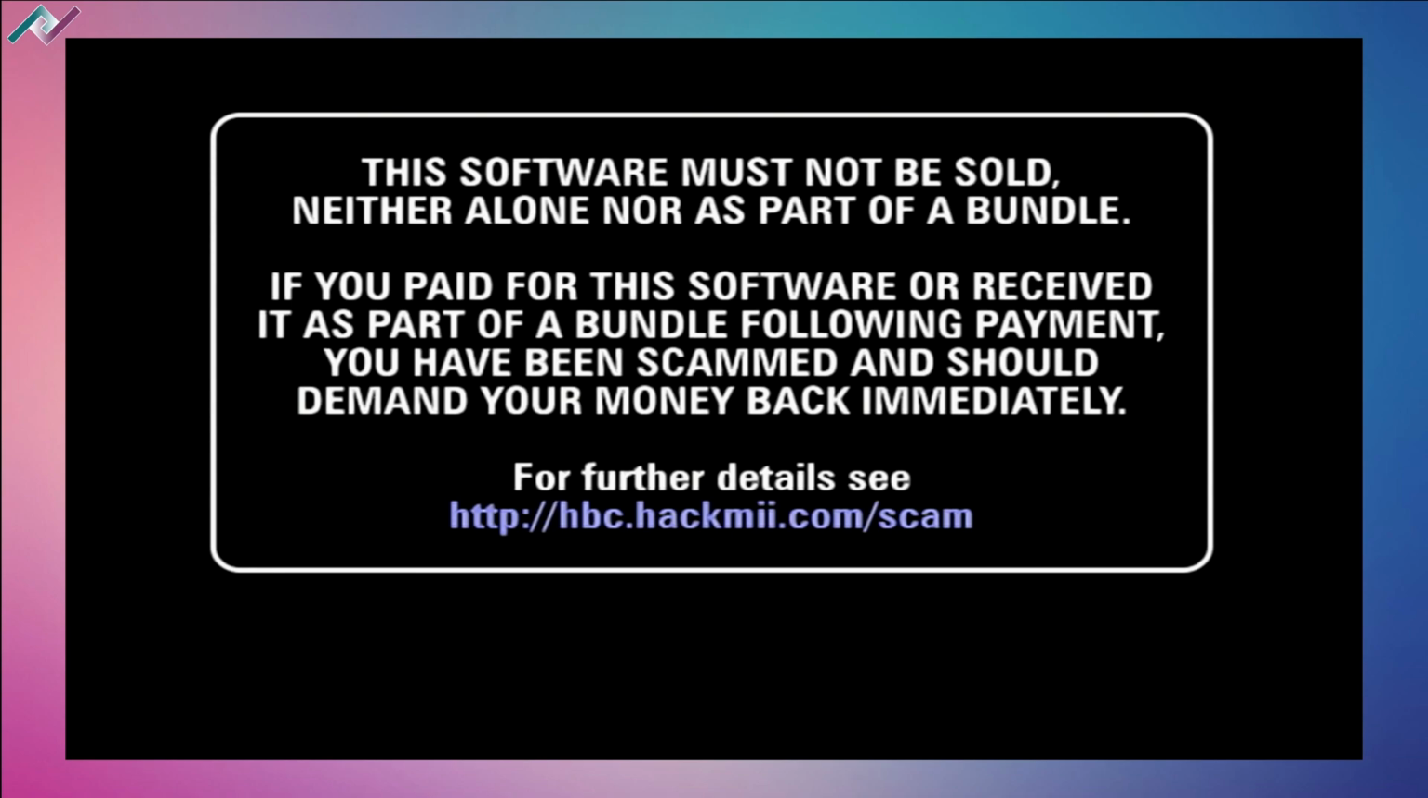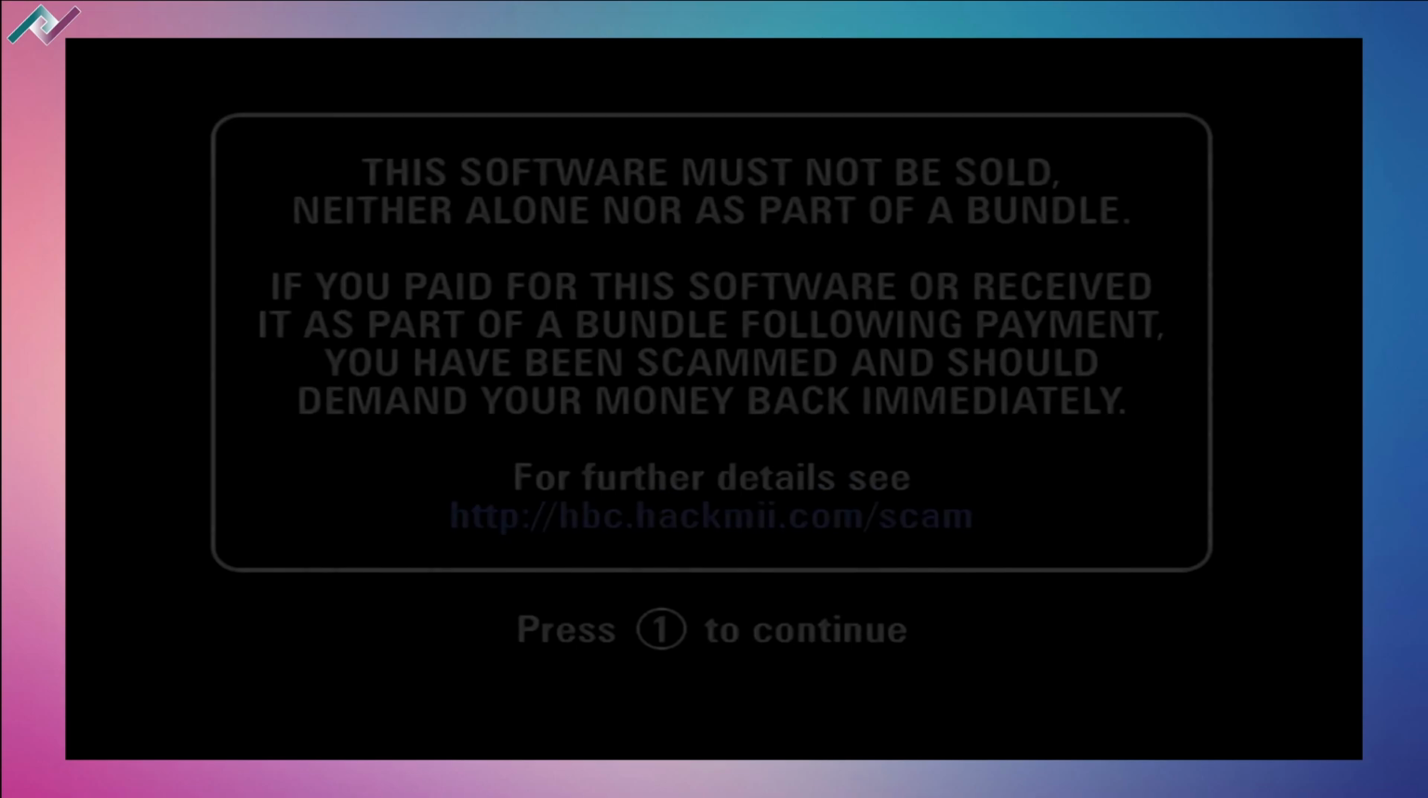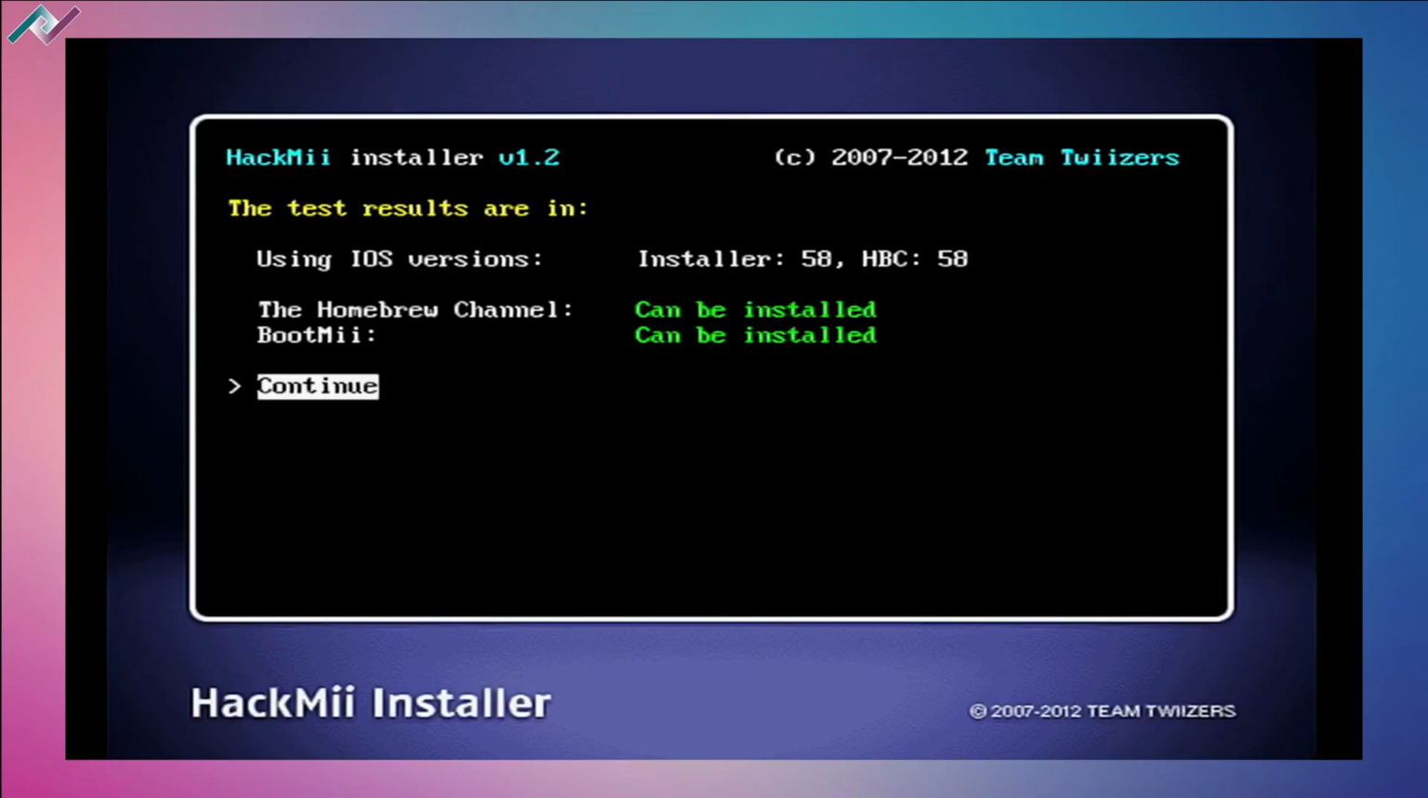The software must not be sold. Perfect. If you had these windows show up, you are good to go. If your Nintendo Wii froze, then you will have to redo the process, and you might have selected the wrong version and region when you're going through the letter bomb online. After 30 seconds, you will see press 1 to continue. So let's press 1. So here is the HackMe installer version 1.2.